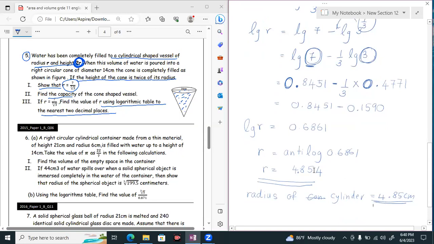Excuse me, teacher. Yes? Why are you keeping the decimal places after 4? The answer is 4.854, right? So why are you keeping the first decimal? Nearest 2 decimal places, son. Okay, teacher. Not the nearest whole number. They asked to round off to 2 decimal places.